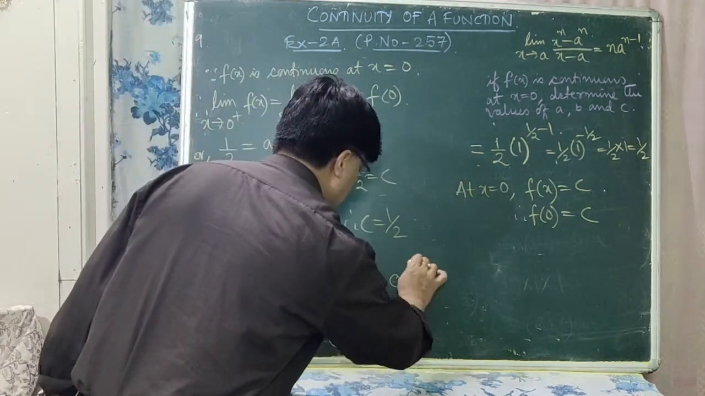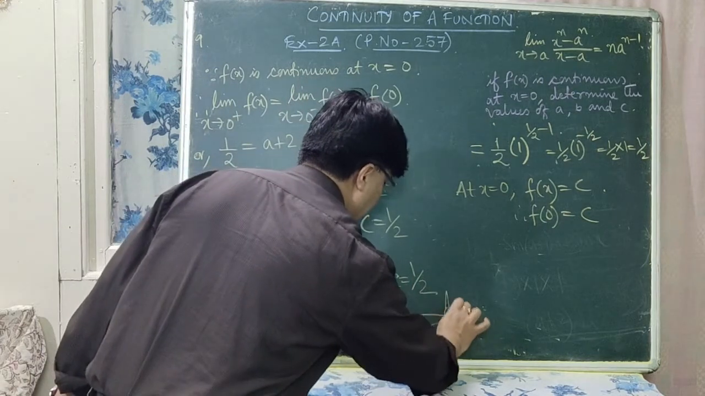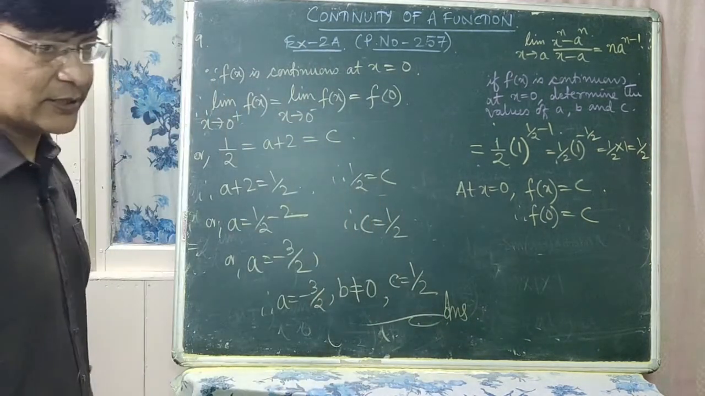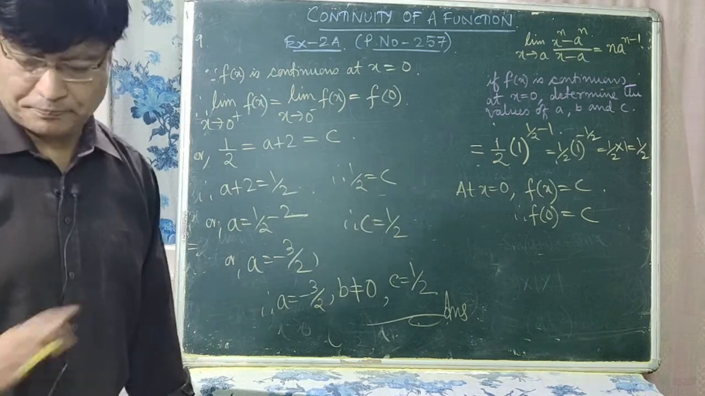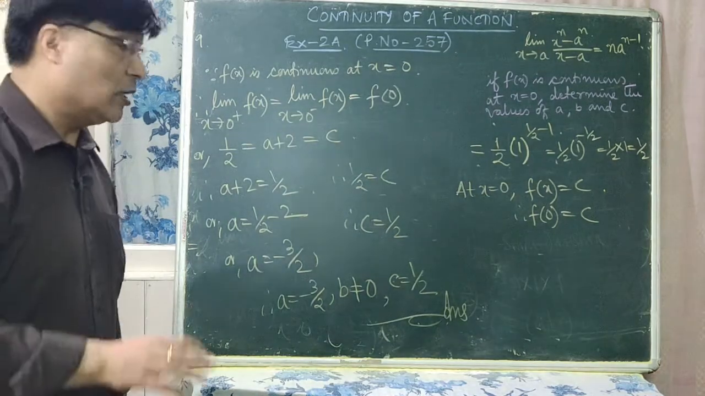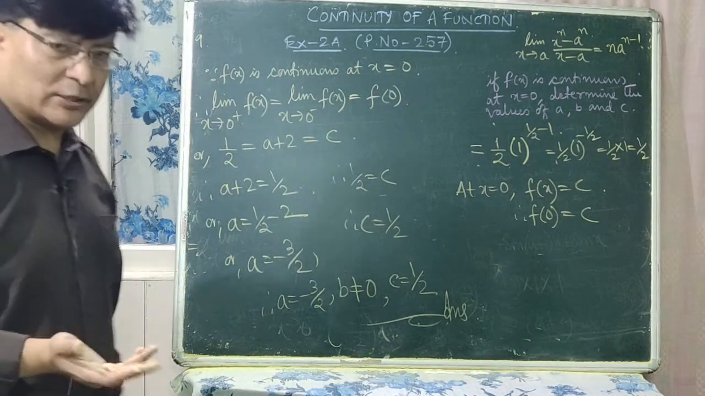And what is the value for c? C is equal to half. So these are the answers. So I think you have understood it. So you can copy it. You can revise it at home. So we'll do the next question now.